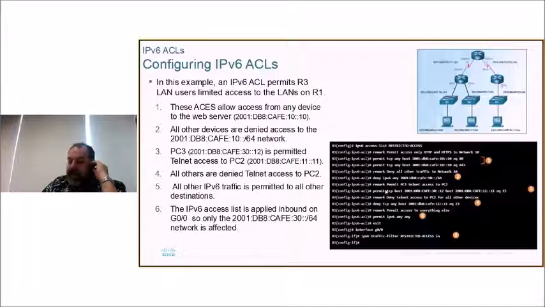Permit PC3 telnet access to PC2. And so permit TCP this source host to this destination host using port 23. Deny all other telnet. Deny TCP. Yeah, sorry. And then the last line there is permit IPv6 any.